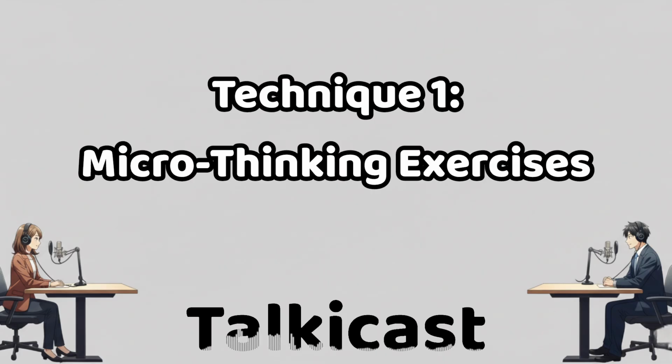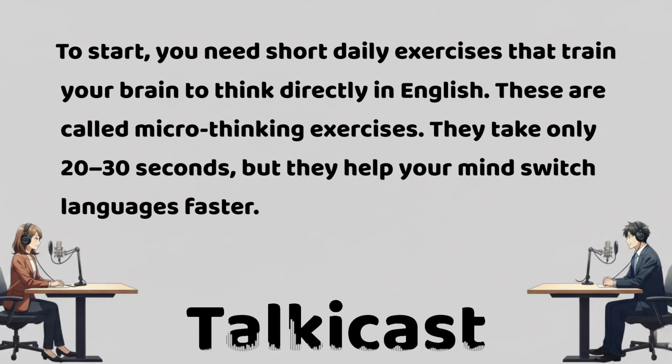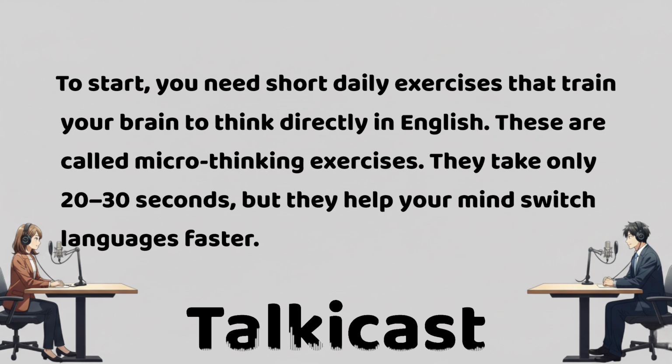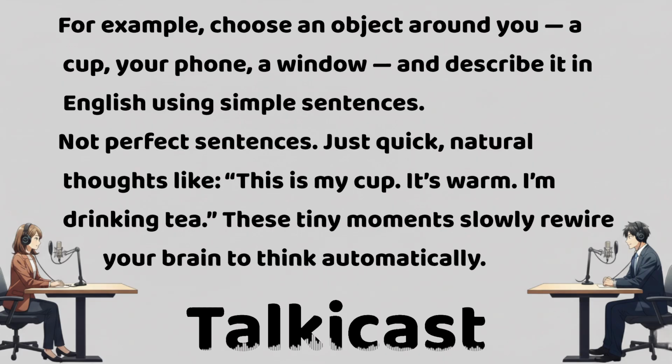Technique 1. Micro-thinking exercises. To start, you need short, daily exercises that train your brain to think directly in English. These are called micro-thinking exercises. They take only 20-30 seconds, but they help your mind switch languages faster. For example, choose an object around you, a cup, your phone, a window, and describe it in English using simple sentences. Not perfect sentences, just quick, natural thoughts like, "This is my cup. It's warm. I'm drinking tea." These tiny moments slowly rewire your brain to think automatically.